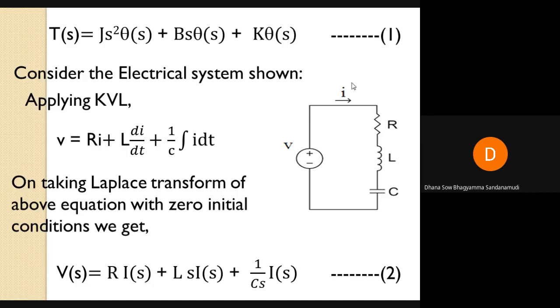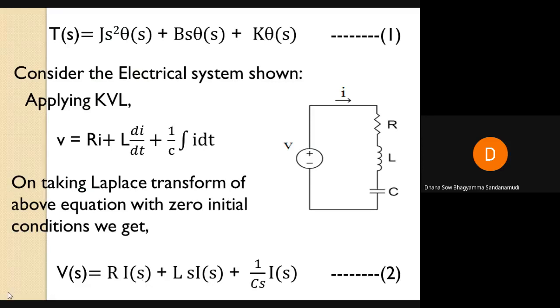Now let us consider an RLC series circuit. Apply Kirchhoff's voltage law in this. Current in the circuit is i. If you apply Kirchhoff's voltage law, V will be equal to R i plus L di by dt plus 1 by C integral of i dt.